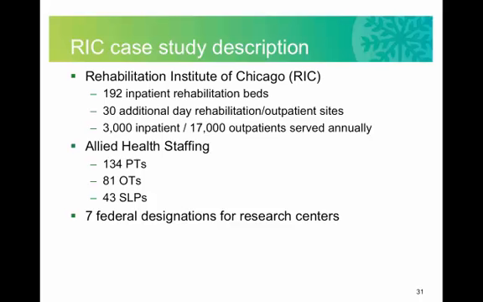Now, the case that we're going to talk about occurred at the Rehabilitation Institute of Chicago, which I will refer to as RIC. RIC has 192 inpatient rehabilitation beds, 30 additional day rehabilitation and outpatient sites, and 3,000 inpatients and 17,000 outpatients are served annually. Our allied health staffing includes 134 physical therapists, 81 occupational therapists, and 43 speech-language pathologists.